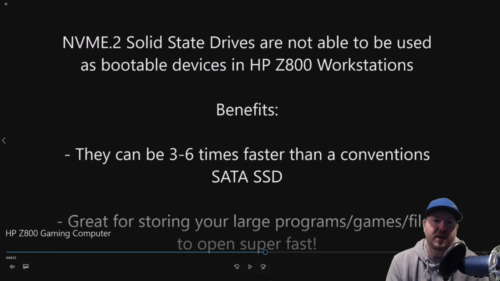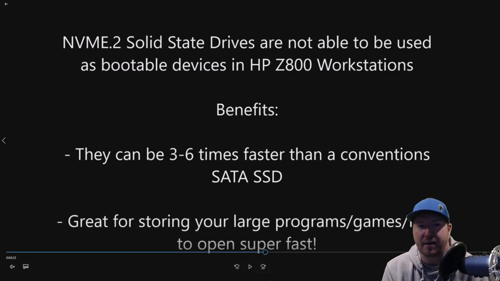So as we said earlier, you cannot boot NVMe M.2 on a Z800. You can figure there are ways to actually try to load your operating system to the NVMe, but it just won't find it as a bootable device. So why would we install it? Well, we're going to use it as a secondary drive. And the reason why we're going to install it is because it's really going to boost I/O speed on a system of this age. So it could be 3 to 6 times faster than a conventional SATA solid state drive. And so it's really great for installing large programs, games or files, because they'll open up really, really fast when you store them on this solid state drive.